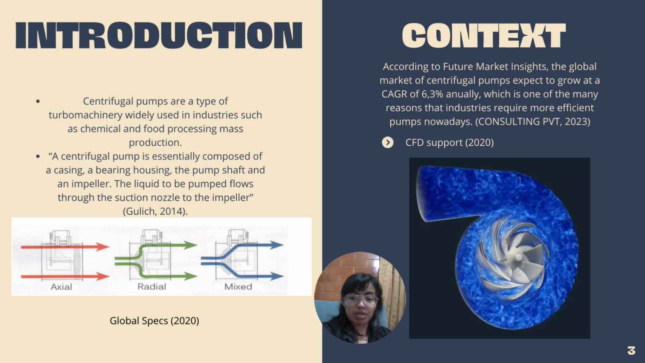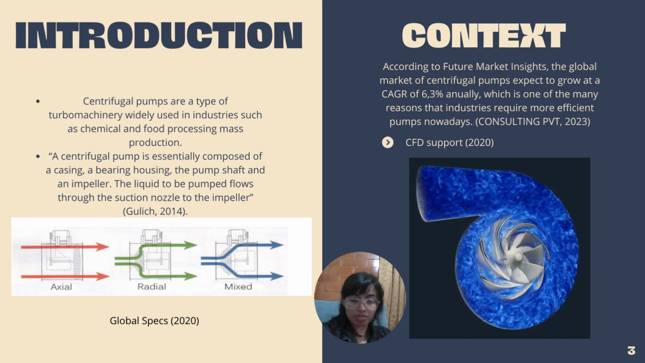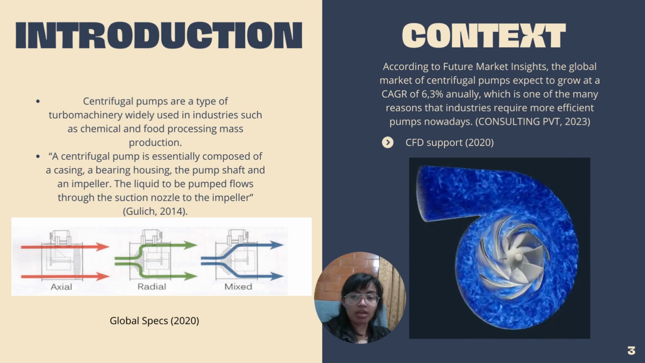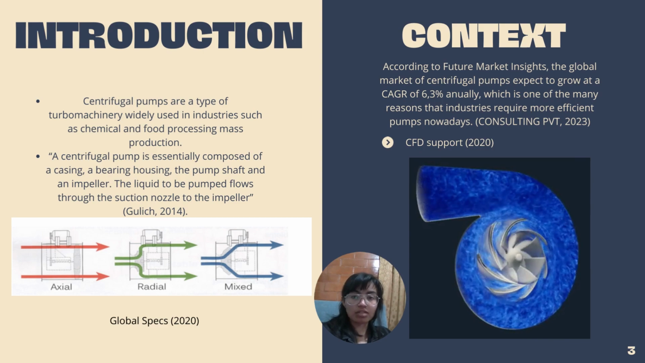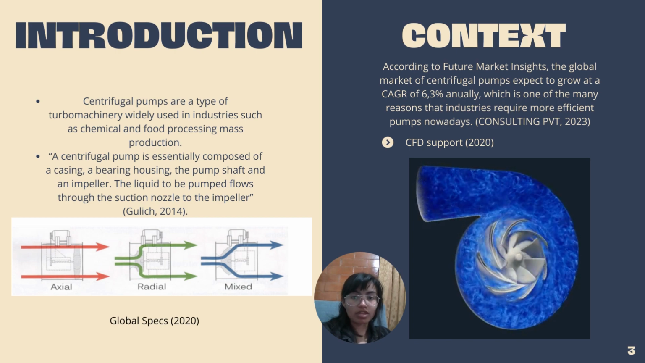Pumps are the most economical and most common turbo machinery used for pumping water and other substances in industrial applications such as food processing and chemistry mass production. We are going to model a centrifugal pump because there are three types, and the idea is that we model an ideal part of the centrifugal pump.